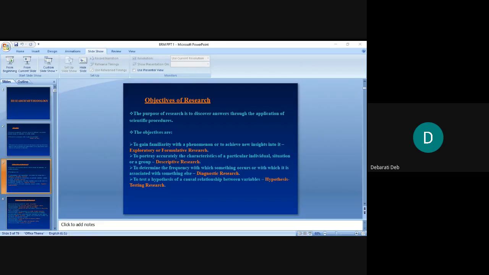So the first type here, which you can see on your screen in orange format, is exploratory or formulative research. For this type of research, the objective is to gain familiarity with a phenomenon or to achieve new insights into it. Suppose the phenomenon is already there in front of you, and you have to get familiar with that phenomenon. You are not discovering something, it is already there. And then you have to go on achieving new insights into it. You have to go on digging for what the new insights can be.